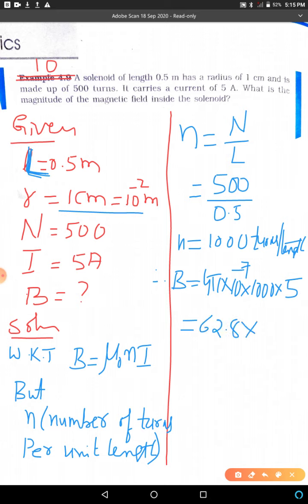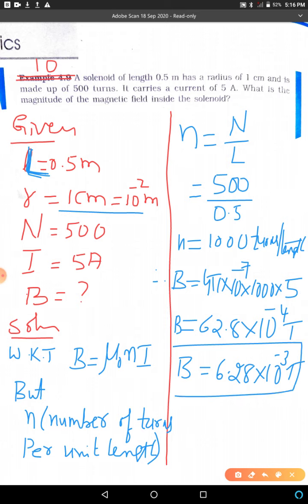62.8 into 10 power of 3 minus 7 gives minus 4. B will be equal to 62.8 into 10 power of minus 4 Tesla. Or you can write B equal to 6.28 into 10 power of minus 3 Tesla, since the value has decreased, the power should increase. So this is the magnetic field at the center of the solenoid.